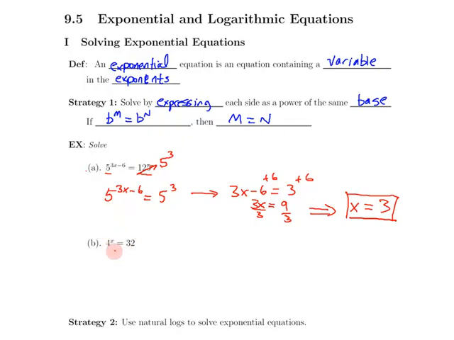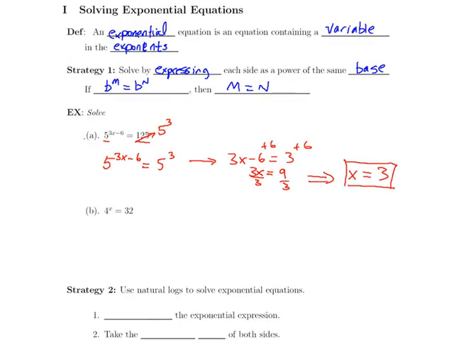Here's another one. Now, at first glance, you say, well, I can't do that because I can't write 32 as a power of 4. But I can actually write both 4 and 32 as a power of 2, right? 4 is 2 squared, right, raised to the x, and 32 is 2 to the fifth. 2 times itself 5 times.